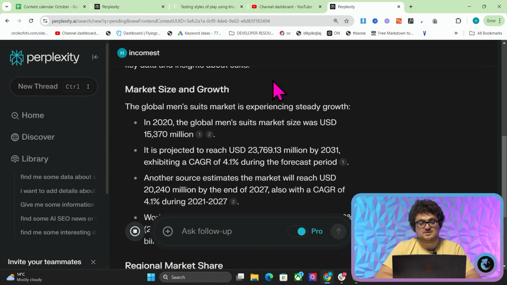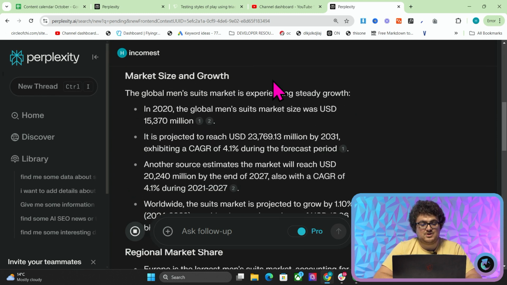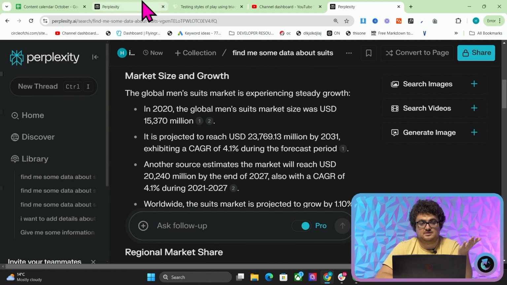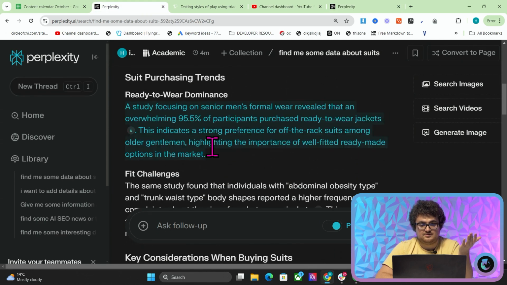And yeah, it always gives the same kind of information, which, think about it from this angle, and this is something I'm definitely going to have to consider putting into Harbor now. What's more useful to someone who's writing a blog post? The global size of the men's suit market, or something like this, which shows a study on senior men's formal wear revealed that an overwhelming 95.5% of participants purchased ready-to-wear jackets. So for me, what's actually more enriching would be something like 95% of senior men have bought ready-to-wear jackets recently or in the past year, according to this study.